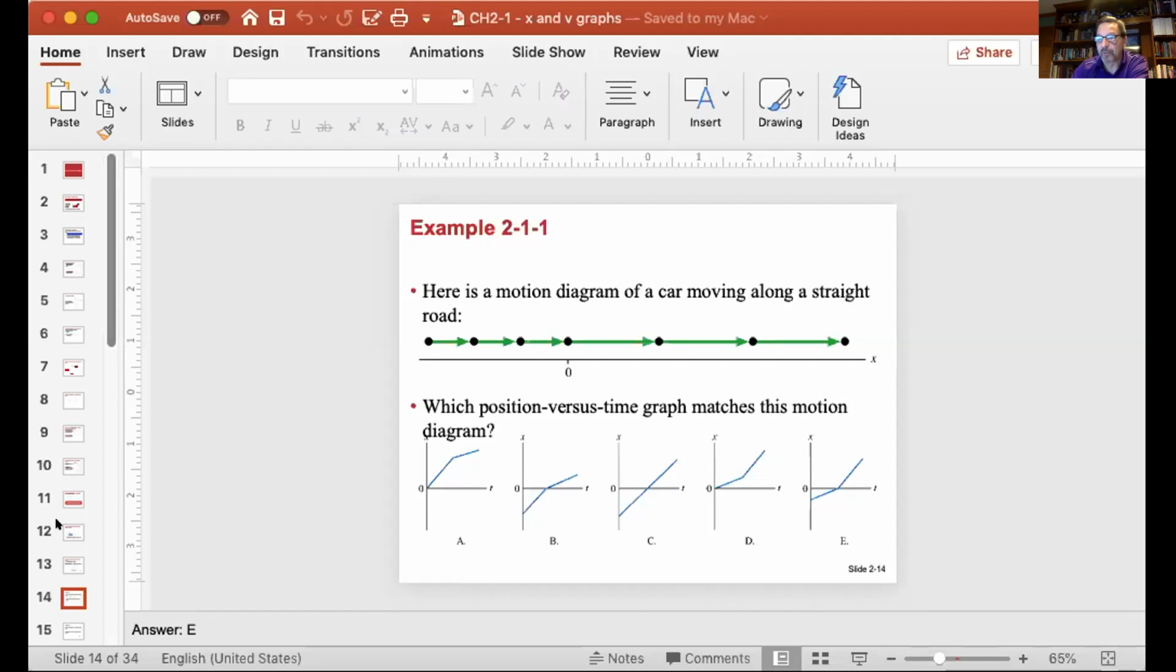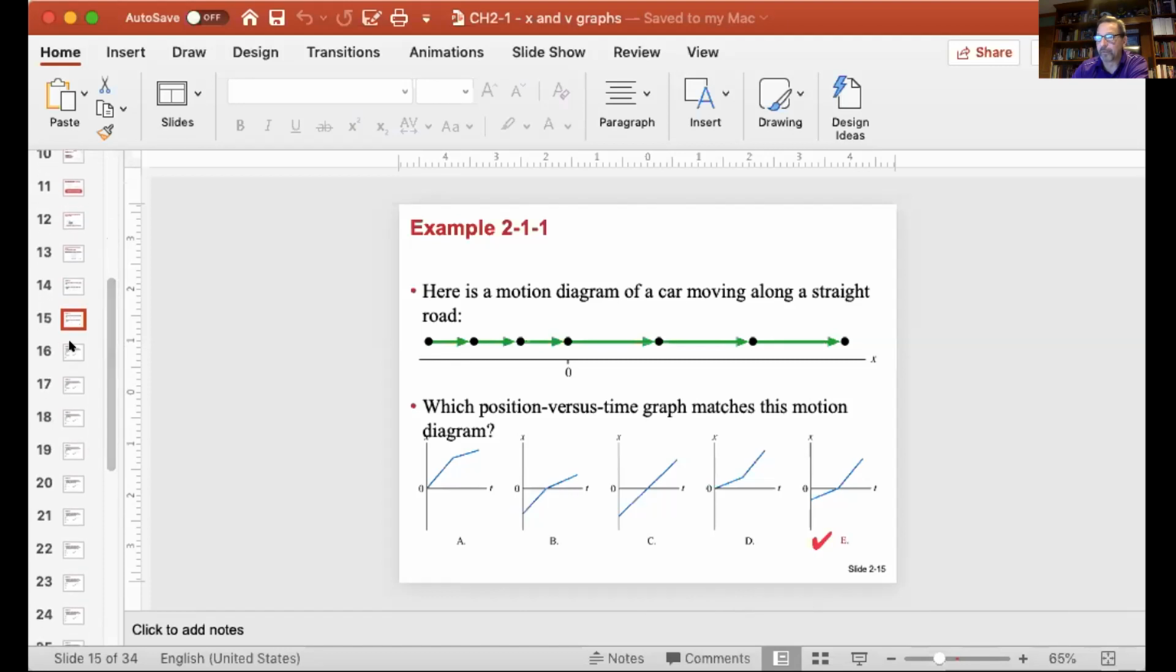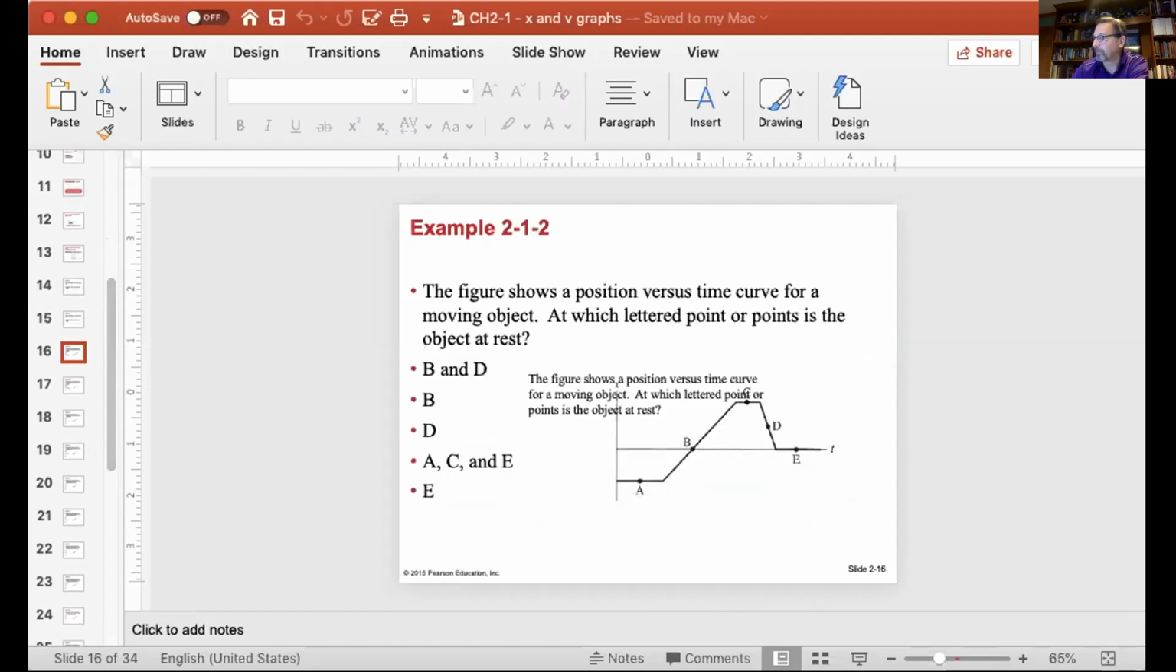Let me move on to the next one. Pre-prepared just in case I lose track. E is indeed the right answer. Stop sharing. Go on to the next question. Launch the poll here. Move that out of the way so I can see it.